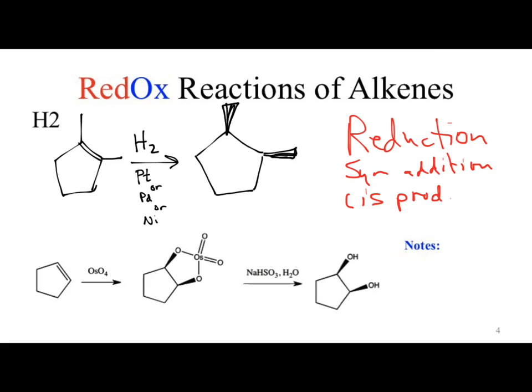Okay? Of course, if we can do reduction, what else could we likely do? Oxidation. So let's take a look at that second reaction down below. So we take our alkene and we react it with osmium tetroxide. Where is osmium on the periodic table? Not where we usually are.